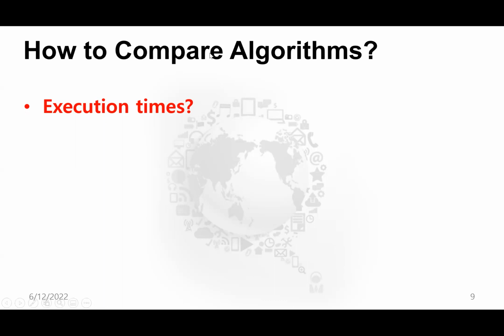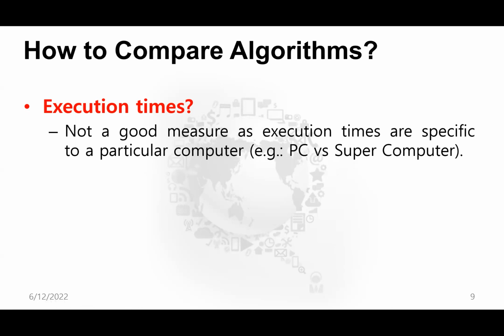So now let's look at how we compare the algorithms. Are we going to use the execution time to compare the algorithms that I can choose? Execution time here might not be a good choice because execution time is very specific to what type of computer you are using. For example, a PC versus a supercomputer. If you use a different machine, then the execution time of your algorithm can be different. So this might not be a good method to compare the algorithms, I would say.